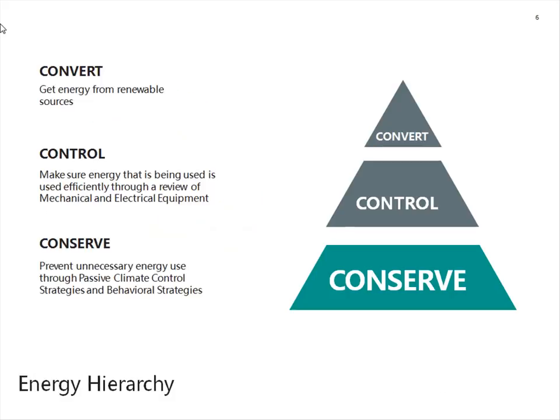Conservation strategies are about preventing unnecessary energy use, largely through passive means. They're also about behavioral strategies, which are a more complicated sort of issue. A tier up from there is control, being sure that the energy that you are using, you're using as effectively as you can. And then at the very top is convert, basically making energy from renewable sources. What I want to do briefly this morning is describe these three tiers and then talk about how you can use them in this order to maximize the effectiveness of your energy decisions.